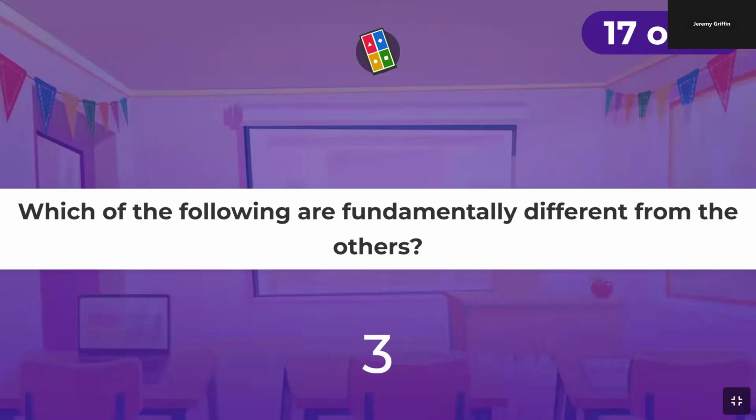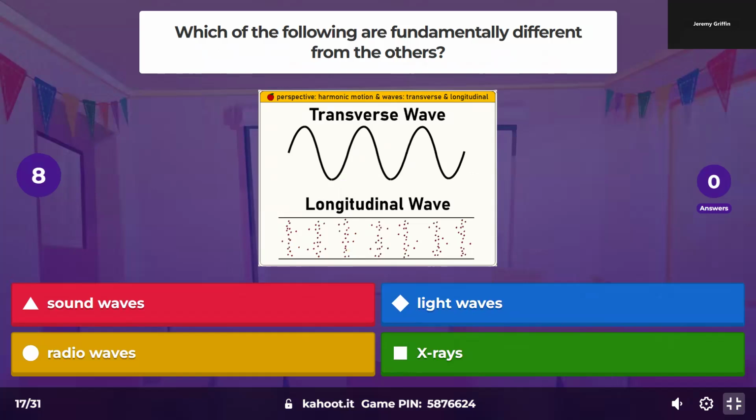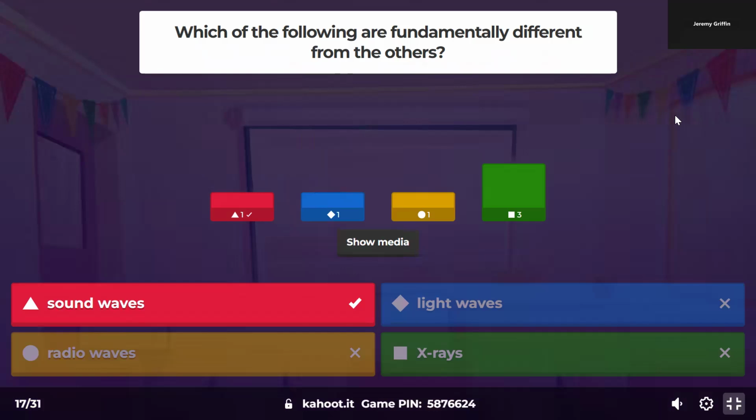Which of the following is fundamentally different from the others, like categorically different? Sound waves, light waves, radio waves, X-rays. One of those is categorically different. Sound waves, right? Because all those other options, light, radio, X-rays, are all examples of electromagnetic waves. This blue, this yellow, this green, they all travel at what we call the speed of light. It's really the speed of all electromagnetic waves. But not sound.